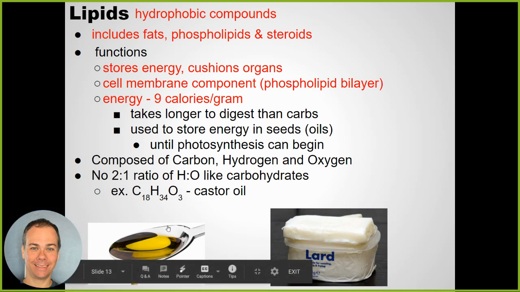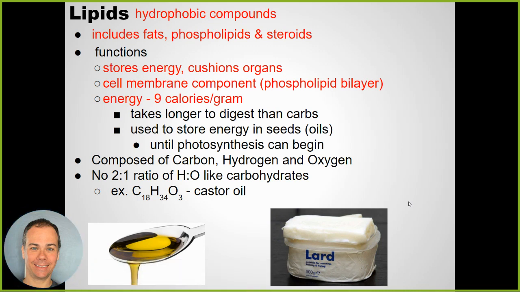Here's an example of fats, oils, lard. And probably most people don't know much about lard. You can buy it at the grocery store. It's used for cooking. It's basically animal fat. And it's used sometimes for cooking.